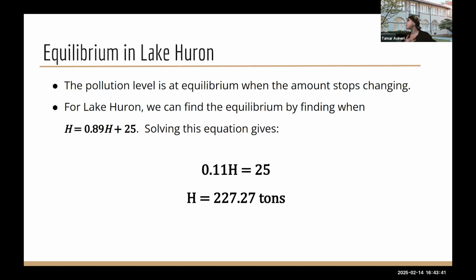So suppose I gave this to students and I asked, why is this correct? As opposed to just letting hands off and letting them come up with it. If I wanted to guide them a little bit, why would we say H equals 0.89 H plus 25? What does that mean? Why would that help me find the equilibrium?